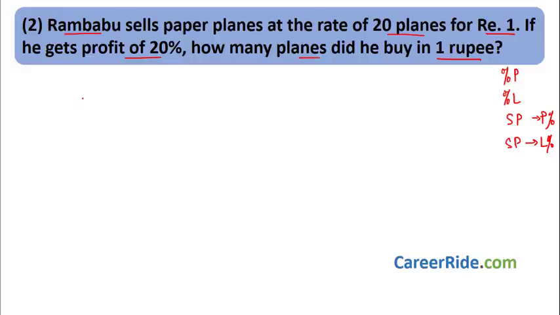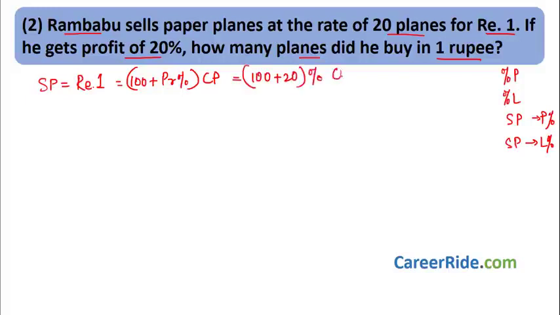Now Ram Babu sells paper planes at the rate of 20 planes for rupee 1. So the selling price for 20 planes is rupee 1. Since he gets a profit, the selling price would be given by 100 plus the profit percentage, percent of cost price, because we do not know what the cost price is. 100 plus 20. So 1 would be equal to 120 upon 100 multiplied by cost price. Why? We get 120%, and percentage converted to a normal fraction is divided by 100.